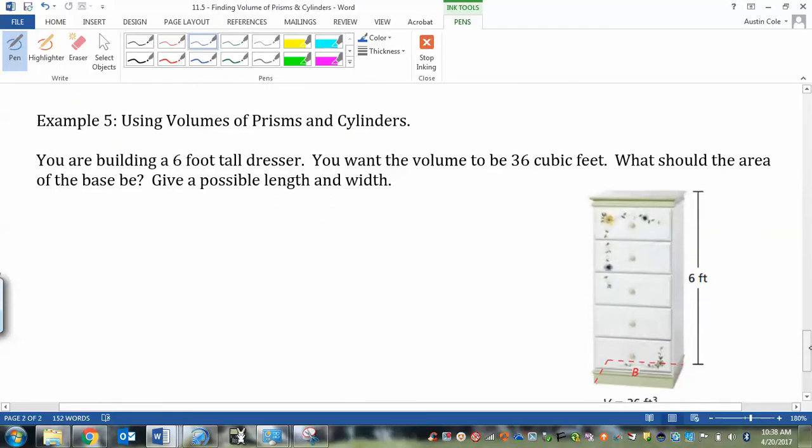All right. I want you guys to work this one with your partner that you're sitting next to, okay? So you're building a 6-foot tall dresser. You want the volume to be 36. What should the area of the base be? Okay?